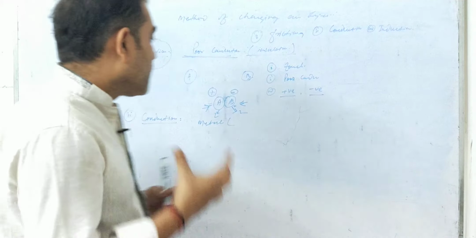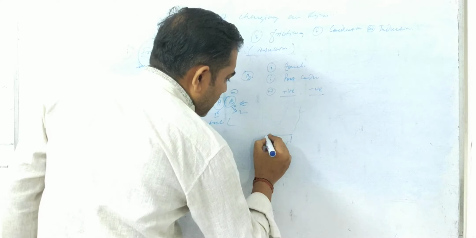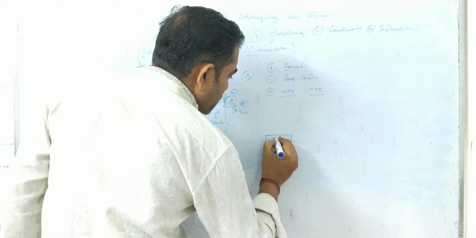What is the method of conduction? In this method, first of all, we take an uncharged object. Suppose this is the neutral object.